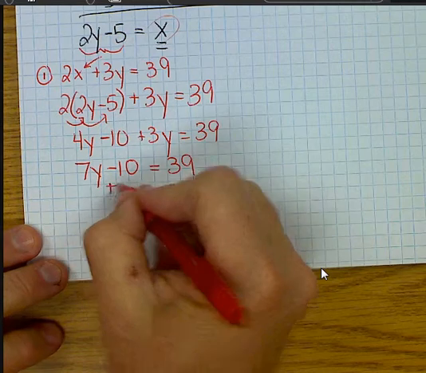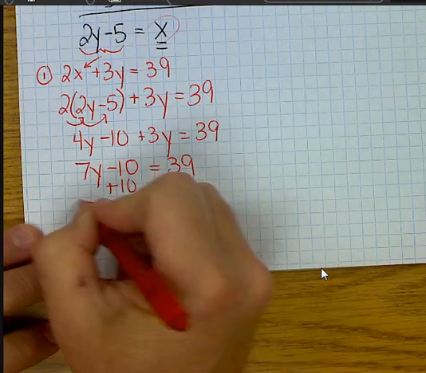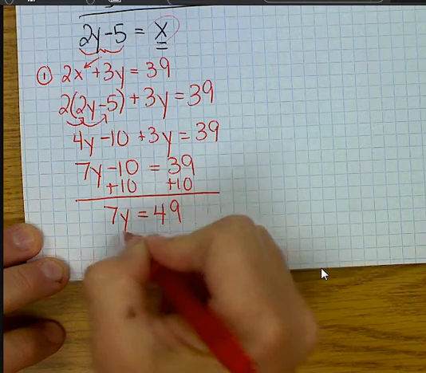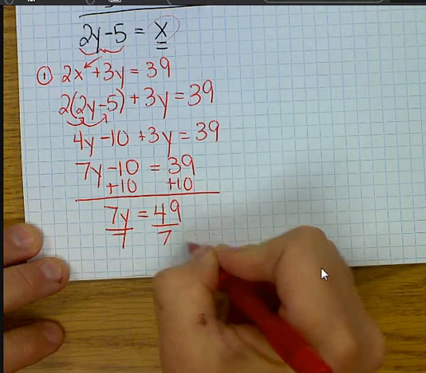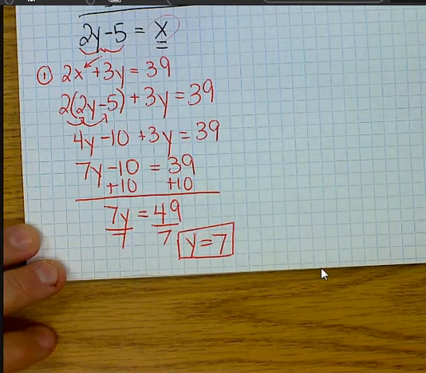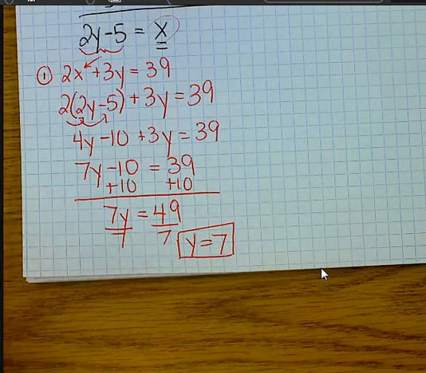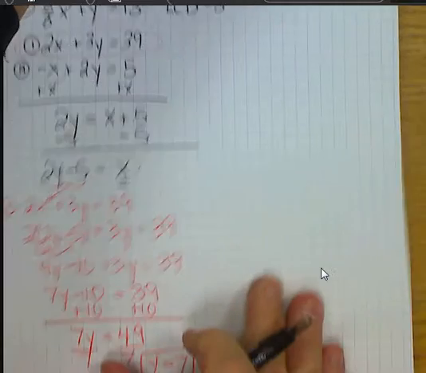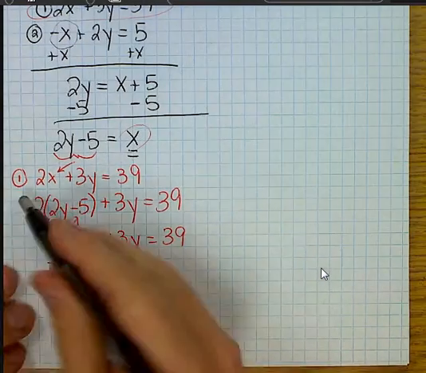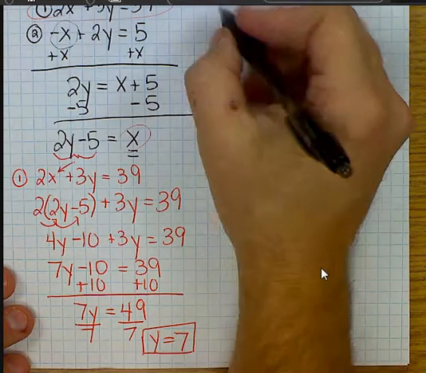So now I'm going to add 10 to both sides. 7y is equal to 49. Divide by 7. y is equal to 7. So I have my y value. So now I'm going to go back and switch equations. I just used equation 1, so I'm going to go back and use equation 2.